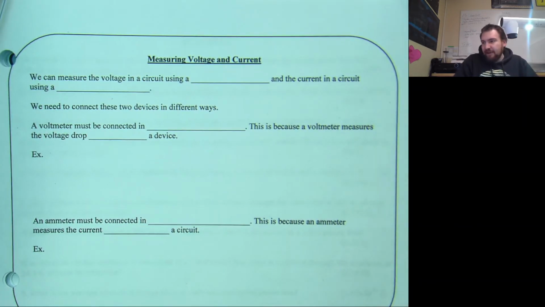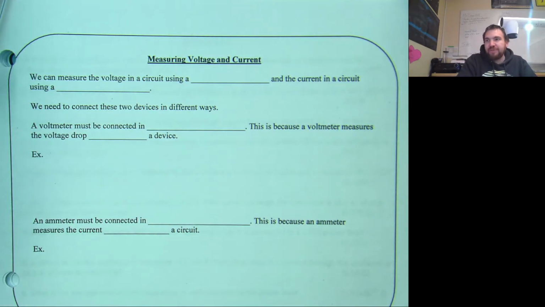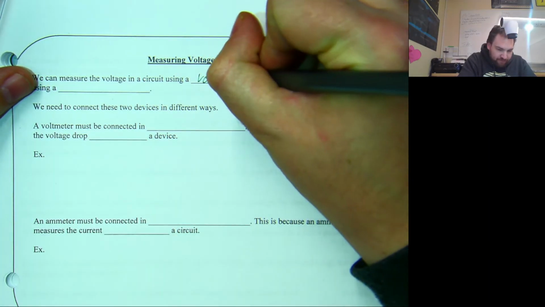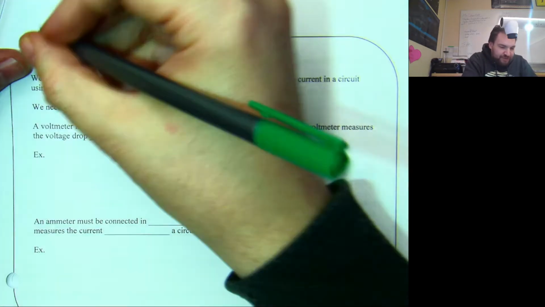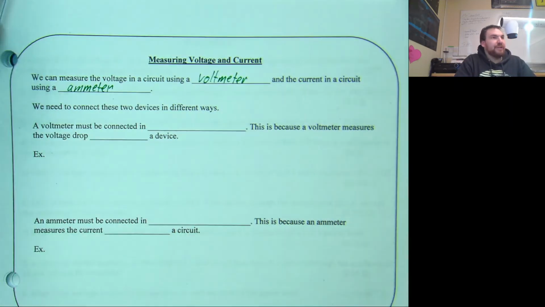So last piece here. It's taken us a while to get through, but that's okay. So for some of you, this is brand new because you didn't do this in grade 9, and that's totally okay. Well, it's not ideal, but we make do. So we take our time going through it. Measuring voltage and current. We can measure the voltage in a circuit using a voltmeter, which we already have a diagram for. And we measure the current in a circuit using an ammeter. I already drew those out for you.